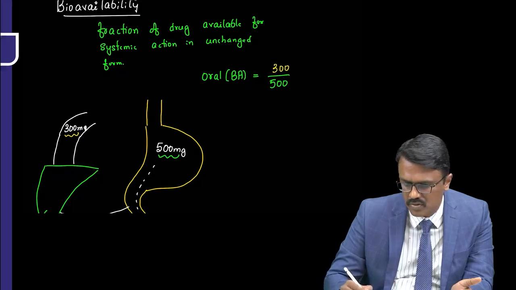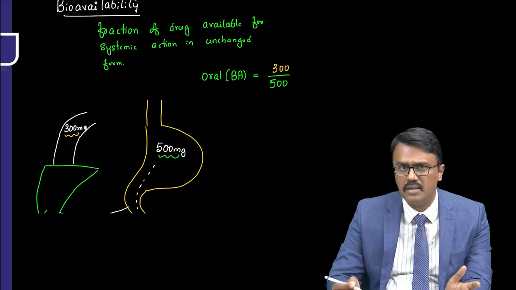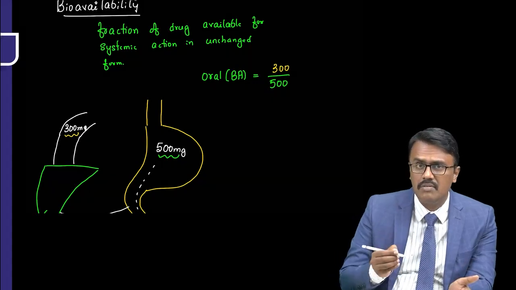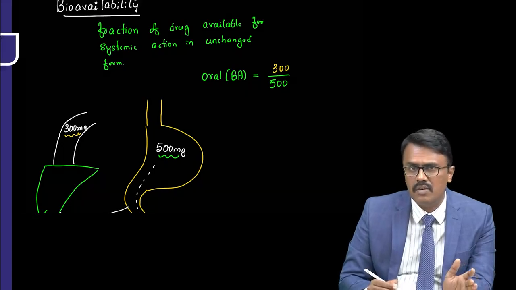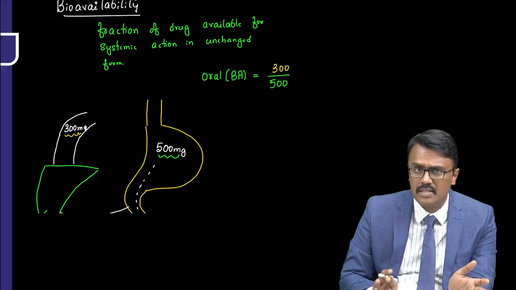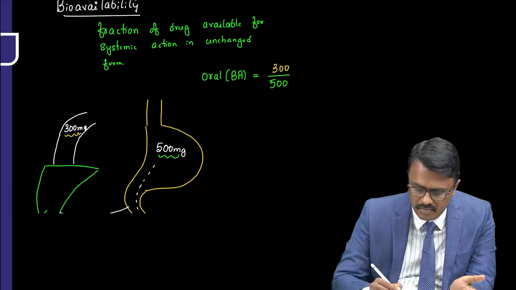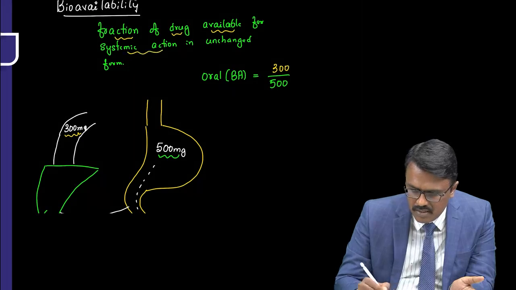300. So this is the fraction. So 3 by 5 is the fraction available for systemic action in unchanged form. Unchanged means without any metabolism, without anything else. So without anything, it is available as such as paracetamol only. So that's the meaning of fraction of drug available for systemic action in unchanged form.